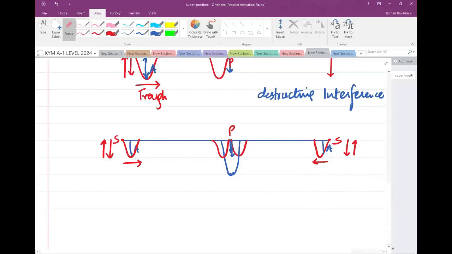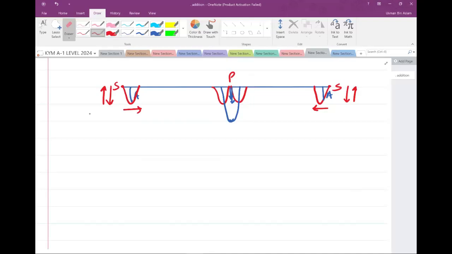Yeah, it's clear. Okay, so I will show you the constructive interference of entire waves.